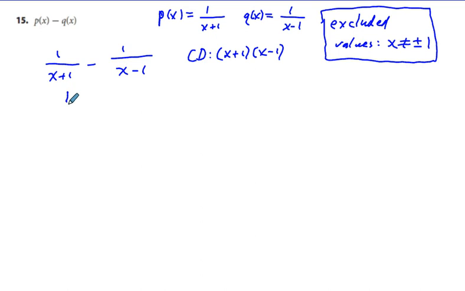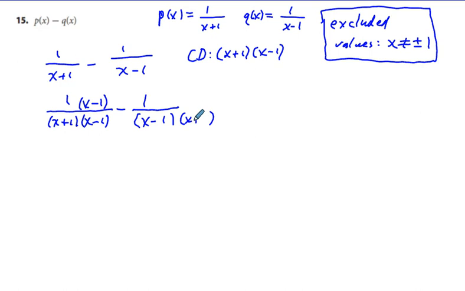We have 1 over, we have x plus 1, x minus 1. And what do we have to multiply by? This x plus 1, x minus 1. So x minus 1 will go up here. We subtract 1 over x minus 1. And what do we have to multiply by x minus 1 to get our common denominator, which will be x plus 1, or x plus 1.